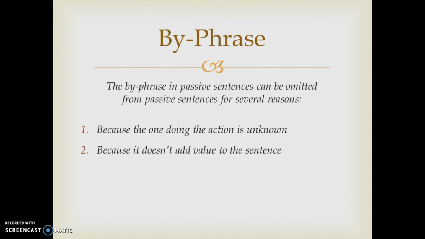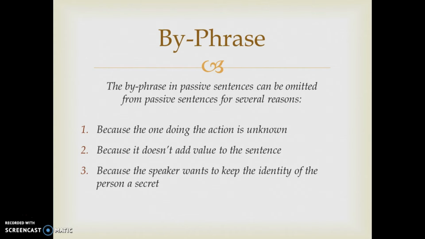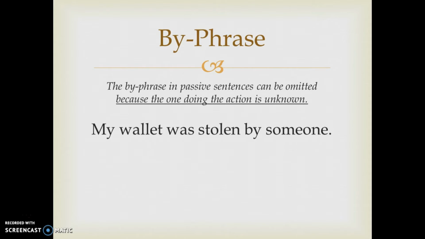We might also omit it because it doesn't add value to the sentence. Or because the speaker wants to keep the identity of the person a secret. So here are a couple examples of each. Here's one showing because the one doing the action is unknown. So I've got my wallet was stolen by someone. If I don't know who stole my wallet, it's really not necessary for me to say by someone. So we could just say my wallet was stolen and omit that by phrase.